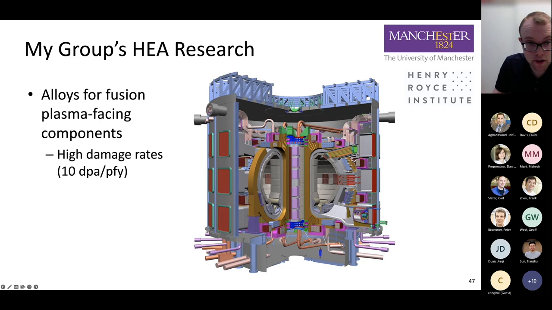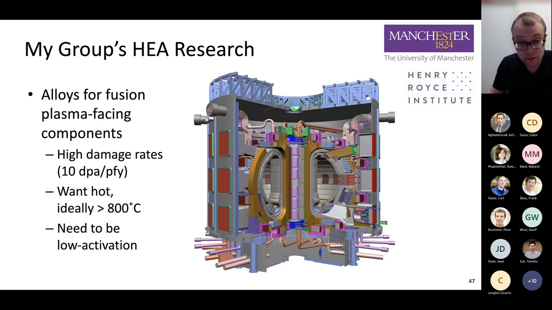And these sort of components are going to see really high damage rates. So this is 10 displacements per atom per full power year. So over the course of a year, every atom will get displaced from its site 10 times. That seems like a ridiculous amount of damage. We're bombarding them. We want to run them hot, ideally at 800 degrees C, and they need to have low activation elements. So we can't use nickel superalloys because we don't want to use nickel.